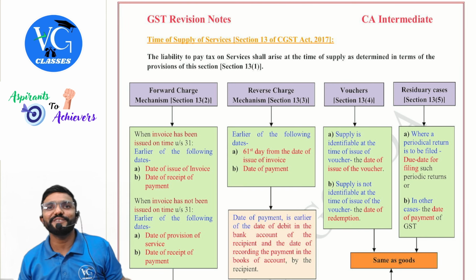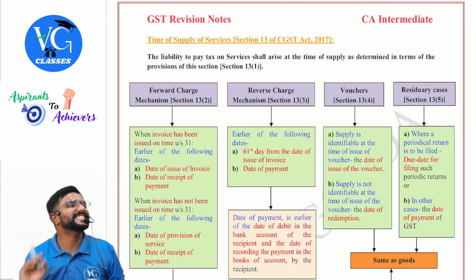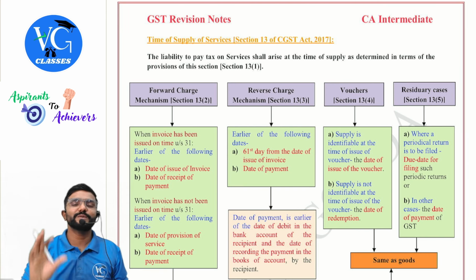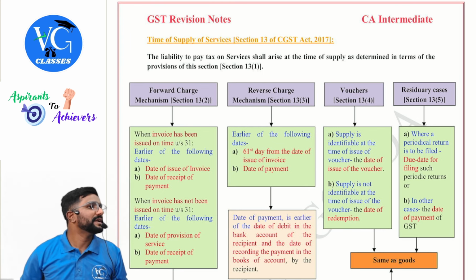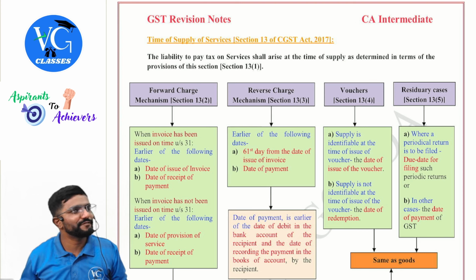Almost double. So 31 into 2, 62, no, sir? No, 61 they have taken. What they have used in the law is like this: the date immediately following 60 days from the date of invoice, which is nothing but 61st day.